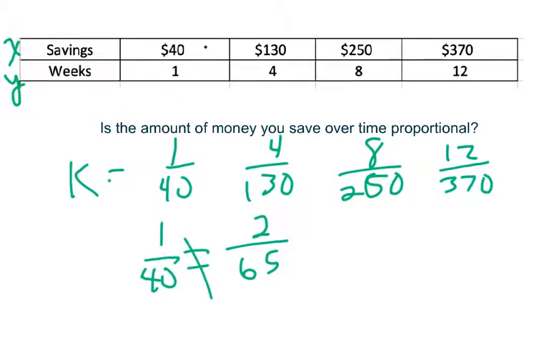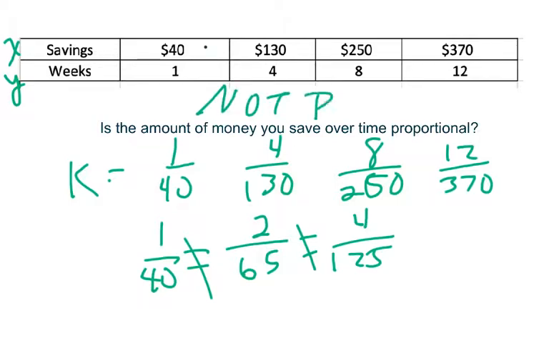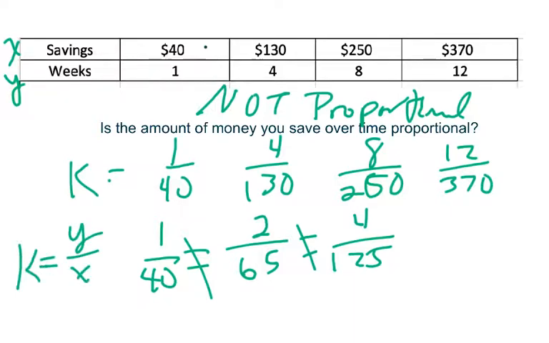If we reduce this one, this is going to give us 4 over 125, and that's about as far as you can reduce it. So it's not equal to that. None of these so far have been the same, therefore we don't have to do the last one, and therefore this is not proportional. So remember, to tell whether something's proportional, you always want to take your y value and divide it by x, just like we talked about many times before. And if the values are not the same for every single ordered pair, then it's not proportional.